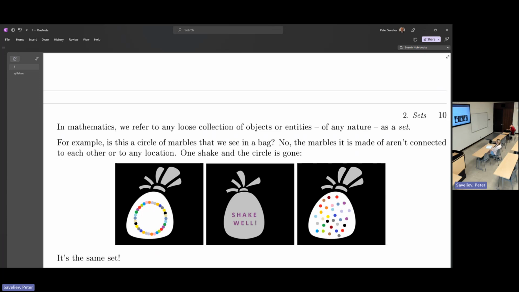Those marbles are distinguishable, and each of them is separate from another, but otherwise they're not related to each other. So you can shake once, you can shake again, and they're not close to each other in any way, and certainly don't interact in any other way. So it's a simplification through abstraction, removing things that we don't care about at this time.